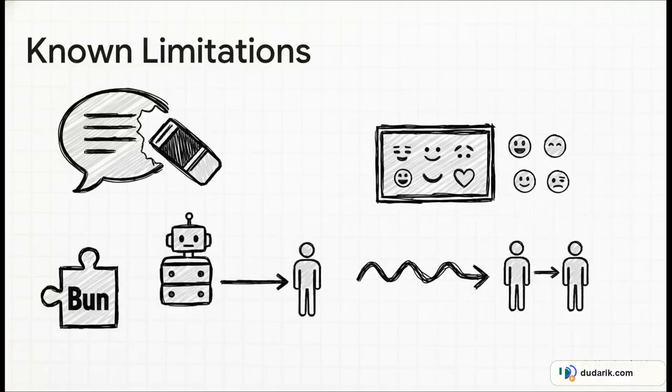So first up, the big one. The bot has amnesia. It doesn't remember past conversations. It's totally stateless, which means every single time you message it, you have to give it all the context it needs. Also, the emoji reactions are limited to a specific list. It's really built for one-on-one chats by default. And like we said, you've got to have Bun installed. These are just the trade-offs.